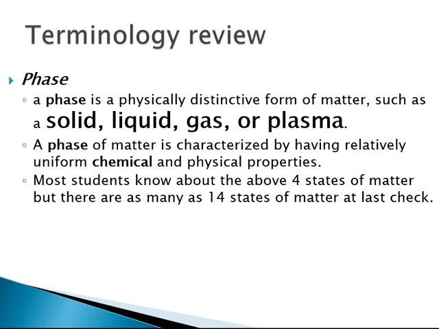So a phase. So we're going to be talking about different phases of matter. And a phase is a physically distinctive form of matter, such as a solid, a liquid, a gas, or a plasma. A phase of matter is characterized by having relatively uniform chemical and physical properties. And most students come in knowing 4 of the states of matter. In elementary school, they teach you the 3, solid, liquid, and gas. Then they should add on plasma sometime when you are in the middle school.